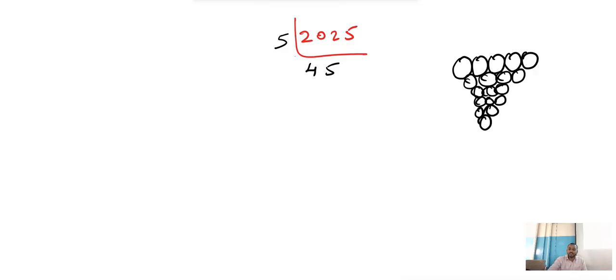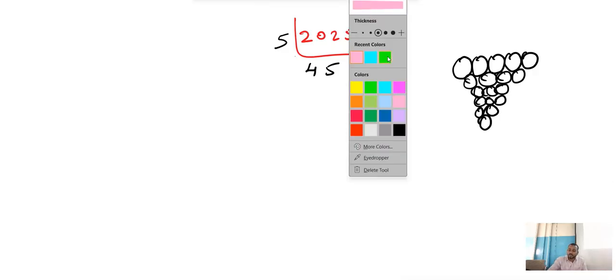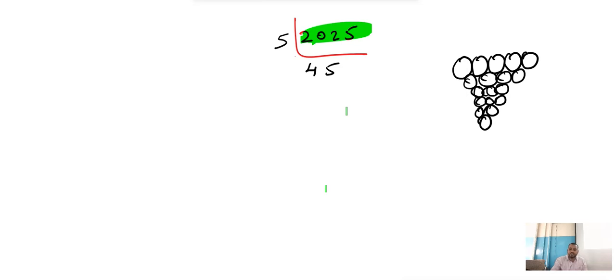It means that in the first column, when we have 4 digits, then the next row should be 3 digits, then 2 digits, then 1 digit. Isn't it? It shows 5 fours are 20, 5 fives are 25. But in between we should write 0, then 5 fives are 25. Now you multiply both, you'll get 2025 only.